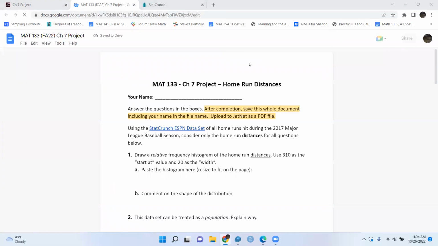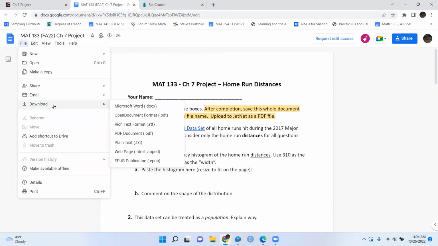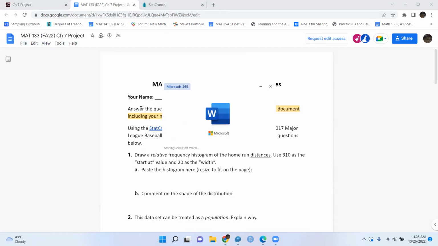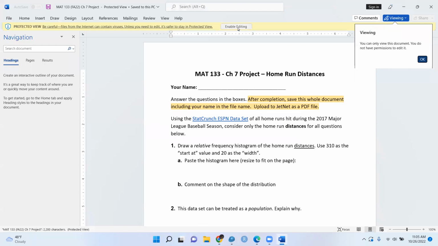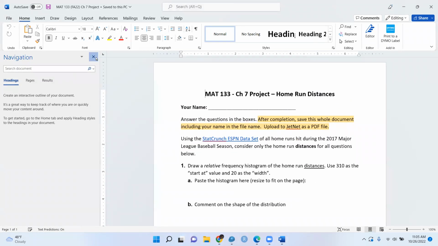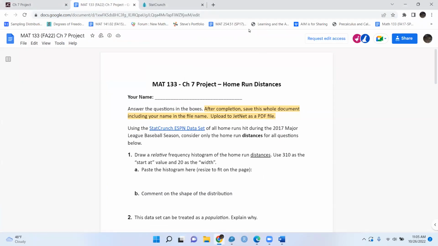And as a reminder, we need to download this as a Word document to our computer. Otherwise, you can't do anything. So you're going to do File, Download, Microsoft Word document. That way we can edit things and copy stuff from StatCrunch into here. There's that. Do you remember when we did that like 17 weeks ago?